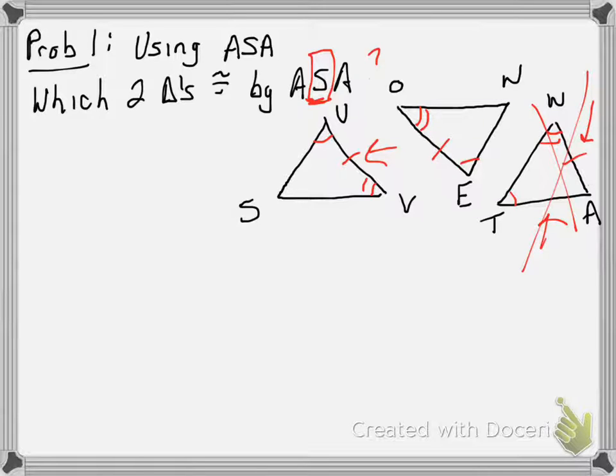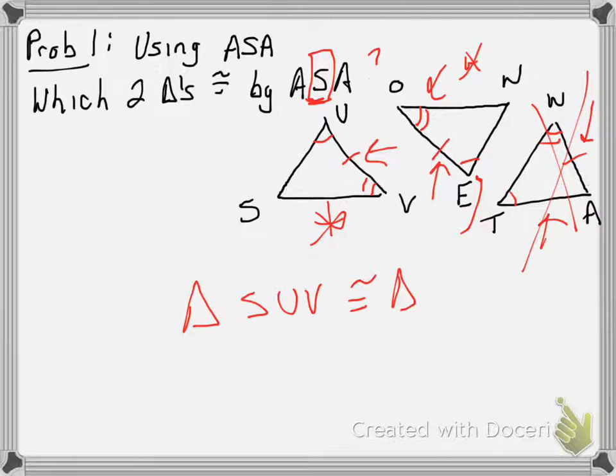Well, let's go and look at the one here. I've got my angle O. I've got this side which is between that and angle E. So these two triangles are congruent by angle side angle. So when I name it, it's important. Triangle SUV is congruent to triangle. S doesn't have a mark, neither does N, so I'm going to match S with N. I went to the one mark, so that matches E, and two marks matches O, by angle side angle.